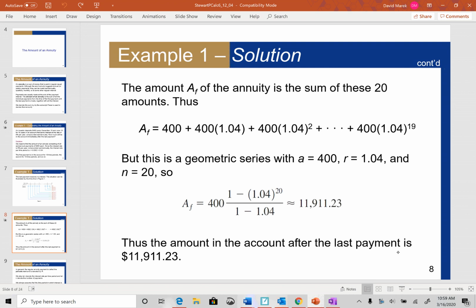So again, all of that interest that got added in there amounts to $3,911.23 added into the account. Again, you're depositing $400 times 20 times. That's only 8,000. Only 8,000. Listen to him. The interest then gets added in.